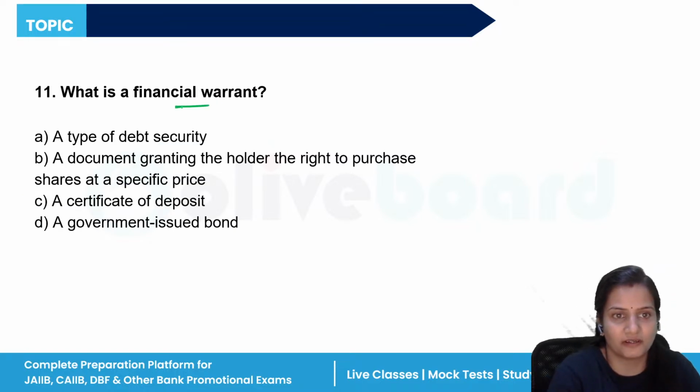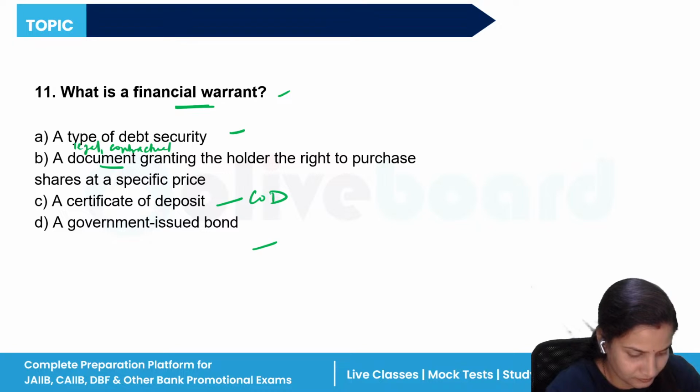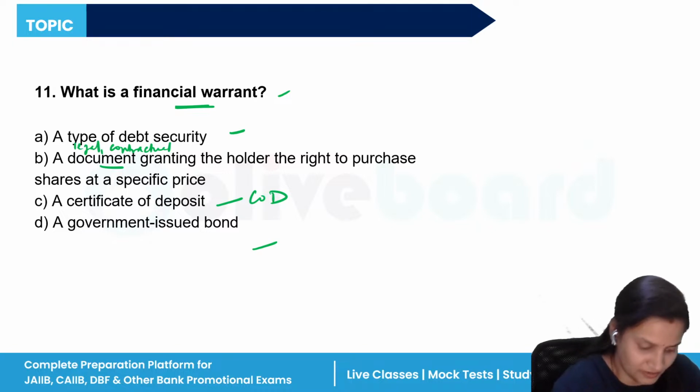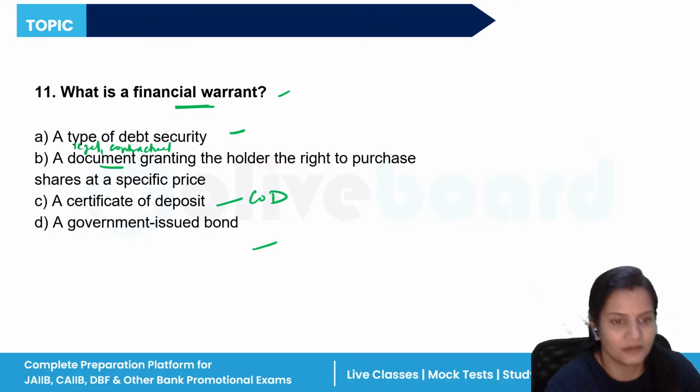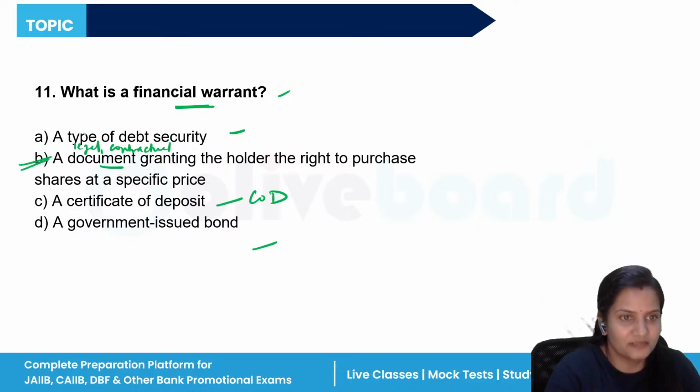What is a financial warrant? We studied the financial warrant a few minutes ago. What is that? A type of debt security, a legal document, a contractual document, a certificate of deposit, or a government issue bond. So now tell me the answer to this question. Yes, option B is correct. We have just studied what a financial warrant is.